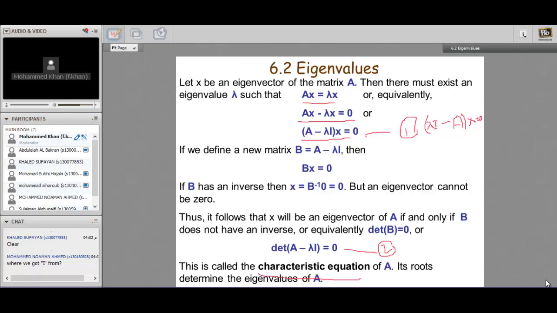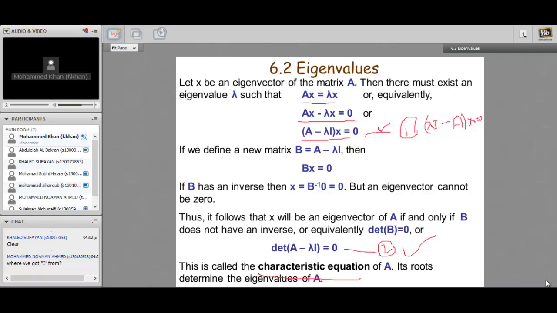This is equation number 1. If we write the determinant of A minus lambda I is equal to 0, this is called the characteristic equation. So we have to remember only these two equations. Equation number 2 is for eigenvalue, and equation number 1 is for eigenvector.